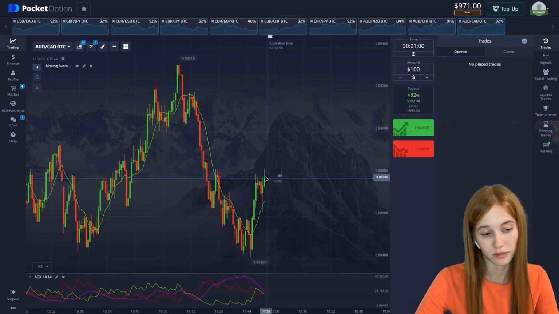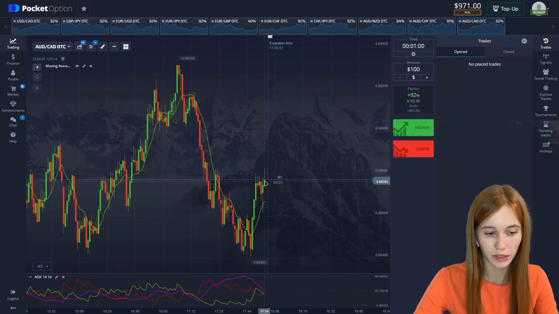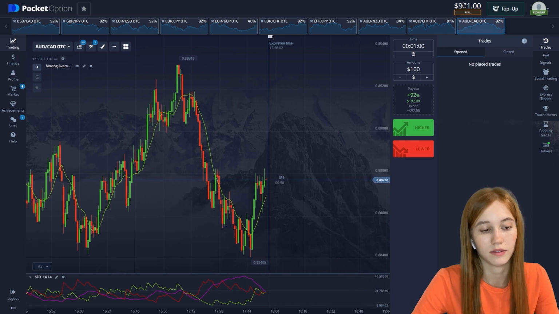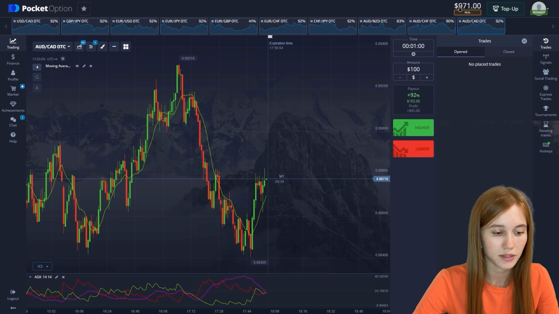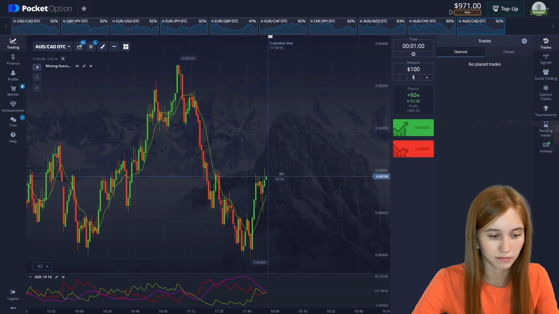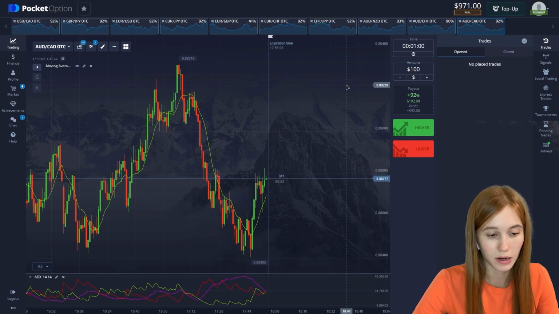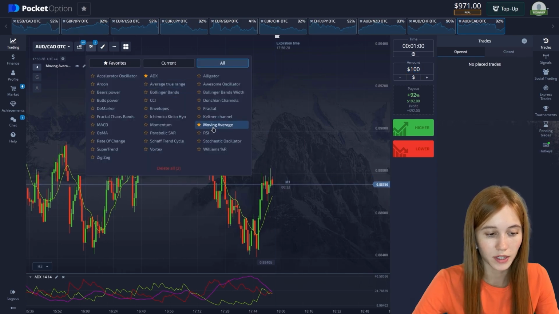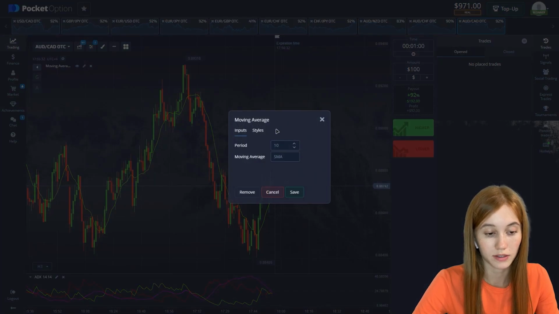So we have improved the balance. Well, the current balance is almost $1,000 and we started at $100. Let's go through the settings. The deal amount was $100. We traded on minute deals, and there was a minute time frame. We used 2 indicators, ADX and moving average. Let me show you their settings.